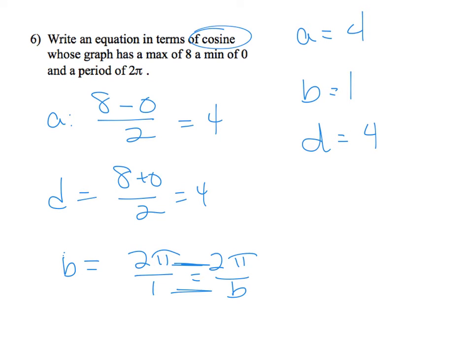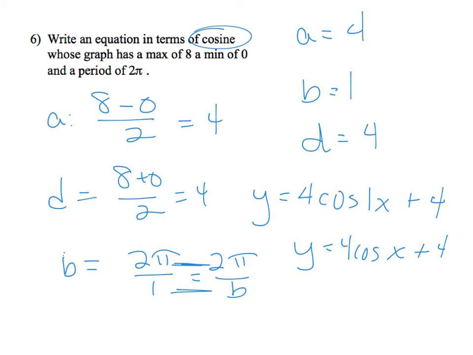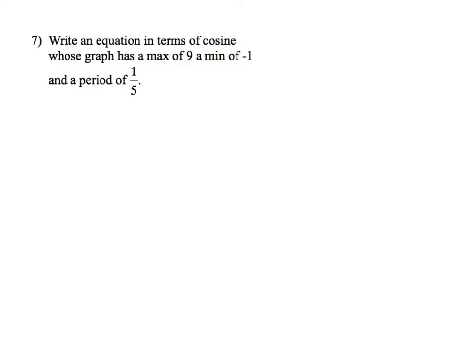This one they said in terms of cosine, so y equals A cosine bx plus d. This 1 is unnecessary. Just like that is fine. Okay, 2 more. So A, B, and D again.